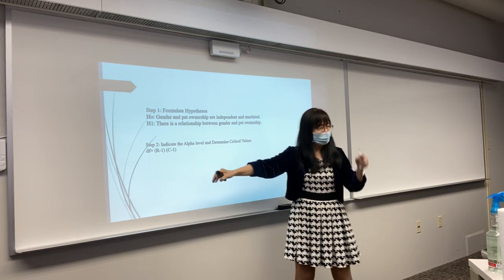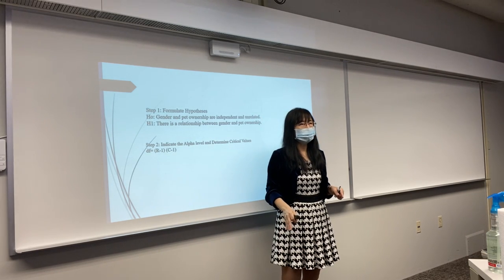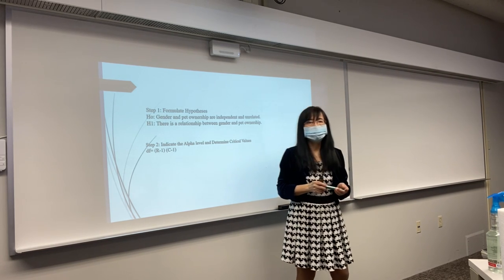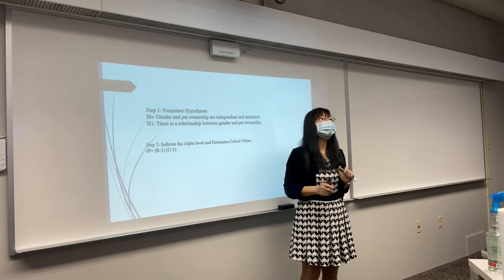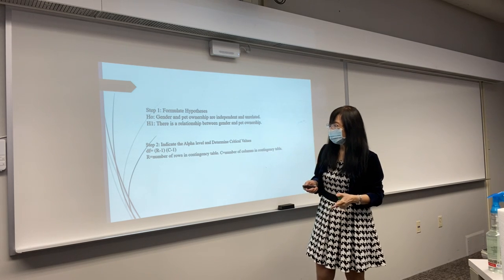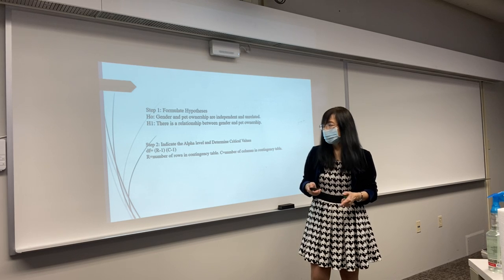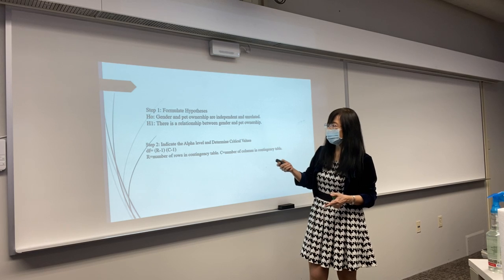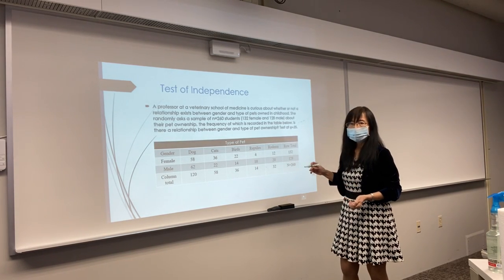Now the degree of freedom is a little bit different: R minus 1 times C minus 1. Let's guess, what does R mean? What does C mean? Row and column. R is the number of rows in the contingency table, and C is the number of columns. So you look at this data, what's our degree of freedom if we calculate it ourselves?